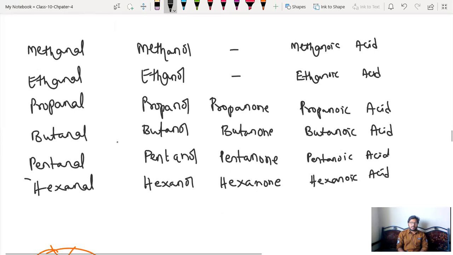So in this lecture, we have seen how to draw, how to write, how to represent and how to name these compounds. We have seen methanol, ethanol, propanol, butanol, pentanol, hexanol. Methanone and ethanone are not possible because we need a double bond O with 3 carbons, and 1 carbon should be in between. Propanone, butanone, pentanone, hexanone, methanoic acid, ethanoic acid, propanoic acid, butanoic acid, pentanoic acid, hexanoic acid.